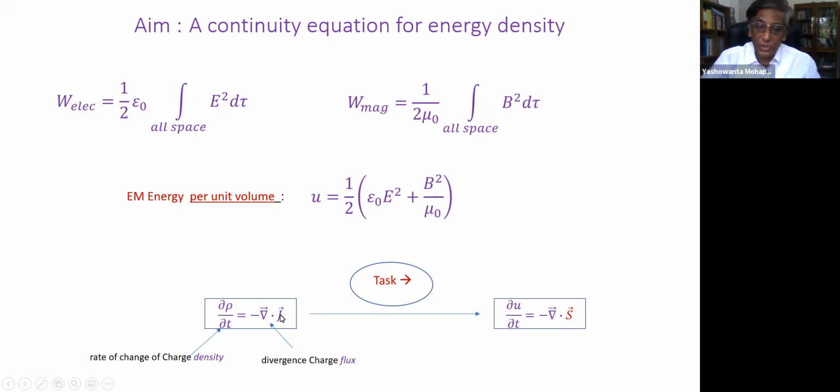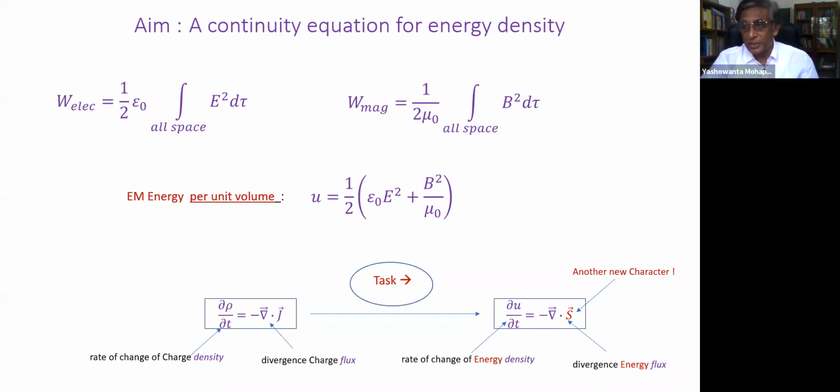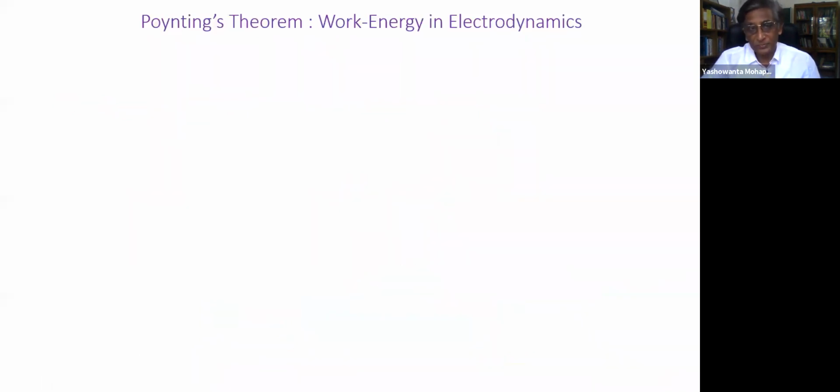This was divergence of charge flux. This would be energy flux. Now this is a new character. So this is of course the rate of change of energy density stored in the electromagnetic field, and this will be the divergence of energy flux. And this S is a vector, the new character that we'll be interested in this brief lecture.